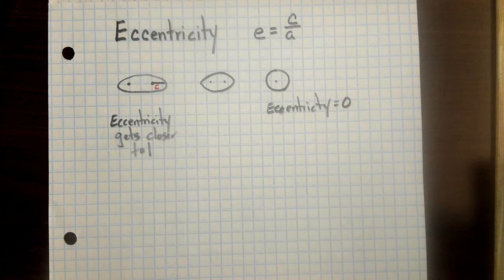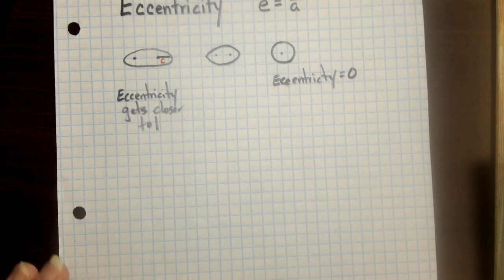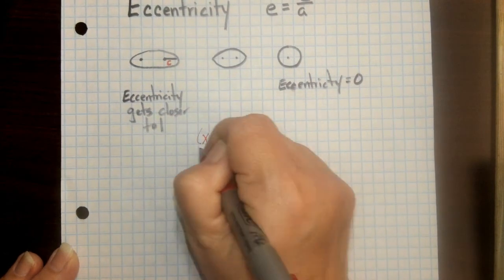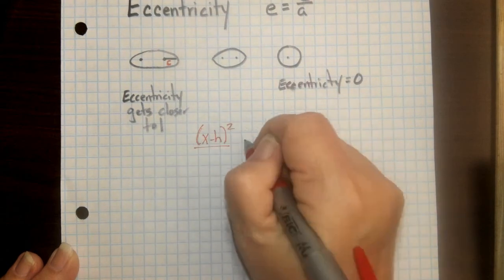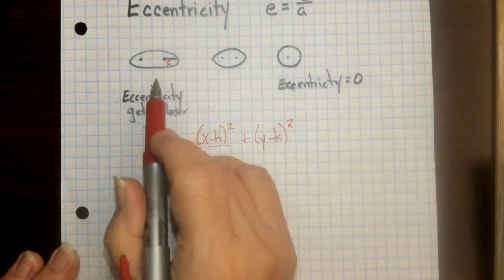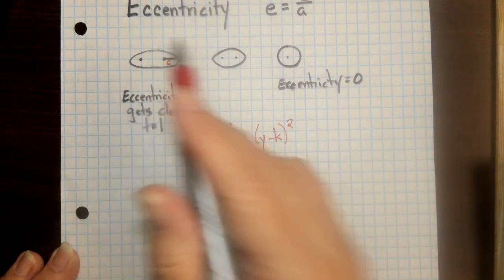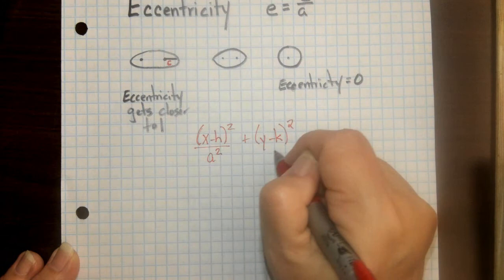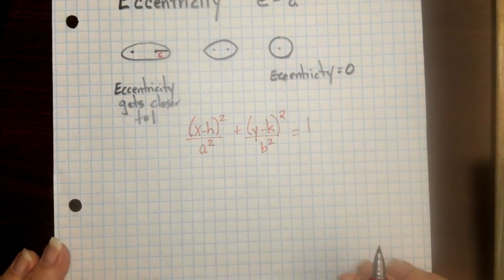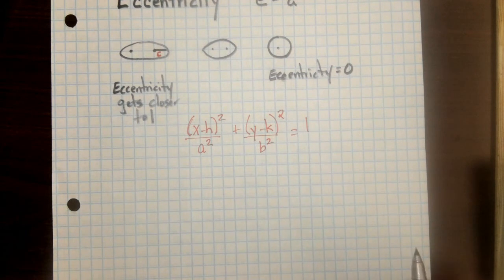Which makes the equation of a circle actually much easier compared to our general ellipses. So if we take the equation for an ellipse, x minus h squared, and we've got y minus k squared, and if my ellipse is going this way, then my a squared would be here, plus b squared equals 1, right? General equation of an ellipse.